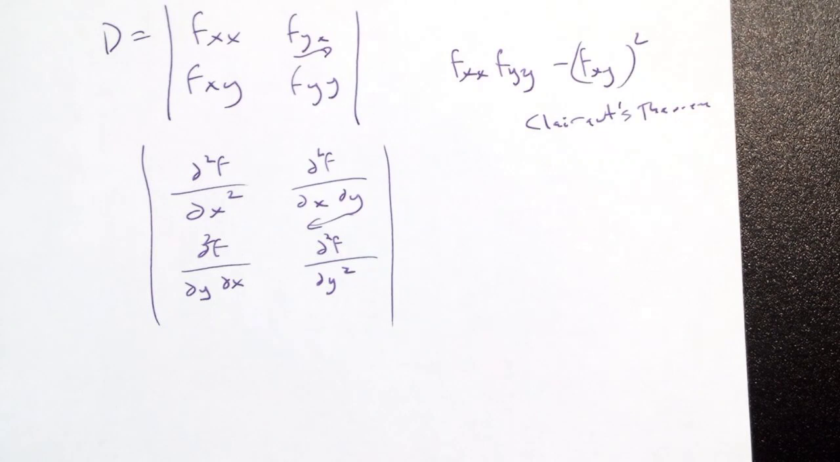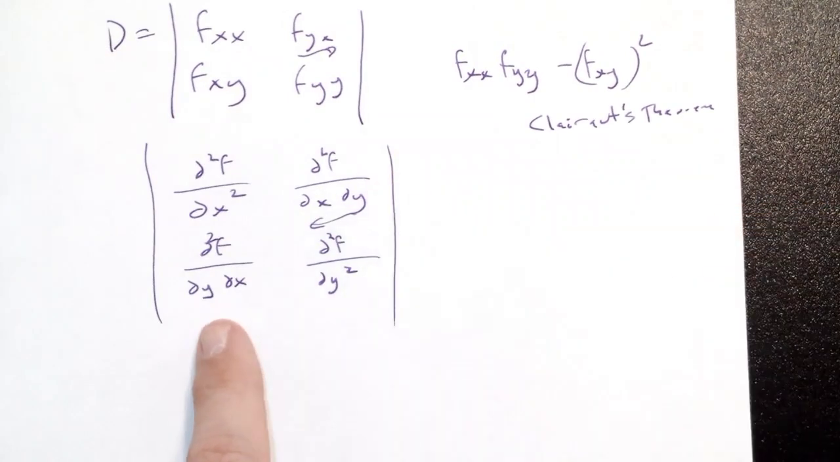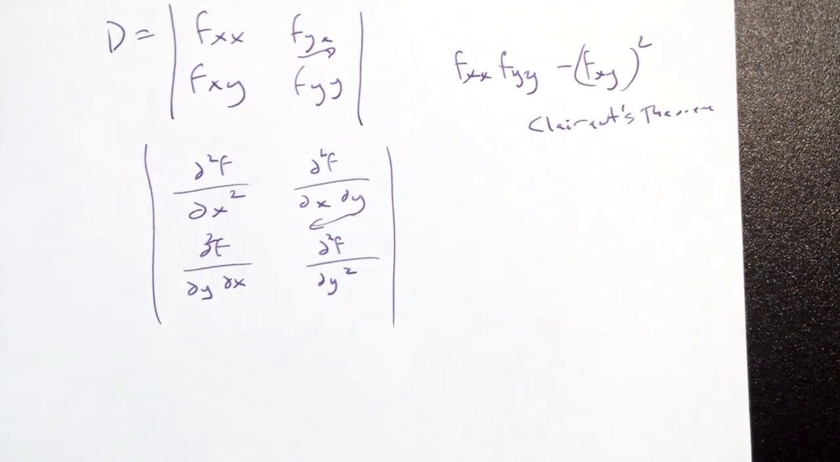I said this only worked if the functions were continuous. If the functions are continuous, those two are going to be the same. So it really doesn't matter which one you do. You just have to do one of them and then put it in both spots.